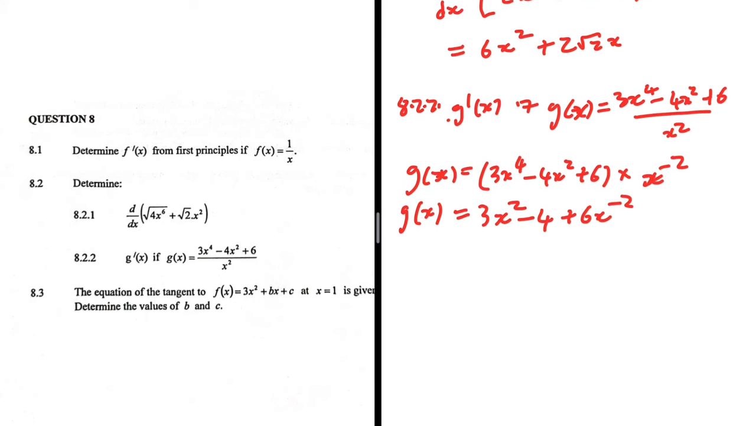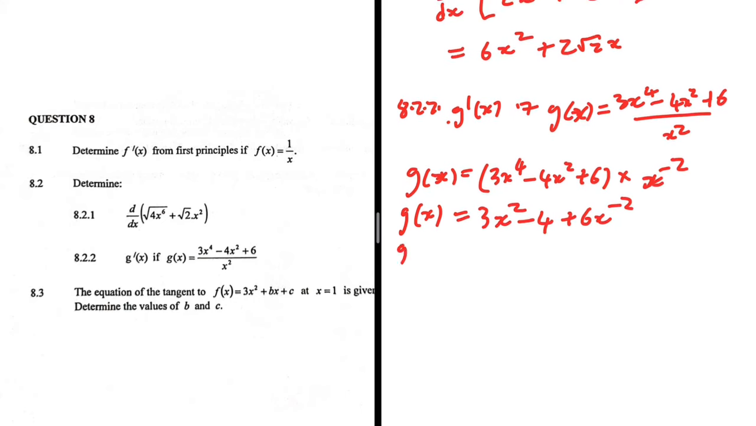Now I'm ready to differentiate using the power rule. So g prime of x will be equal to the exponent multiplied by the coefficient. We get 6x, and then we subtract 1. And then minus 4 is a constant, so the gradient of a constant is 0. We can forget about that. And then 6 multiplied by minus 2 will be minus 12x, and we subtract 1, so minus 3.